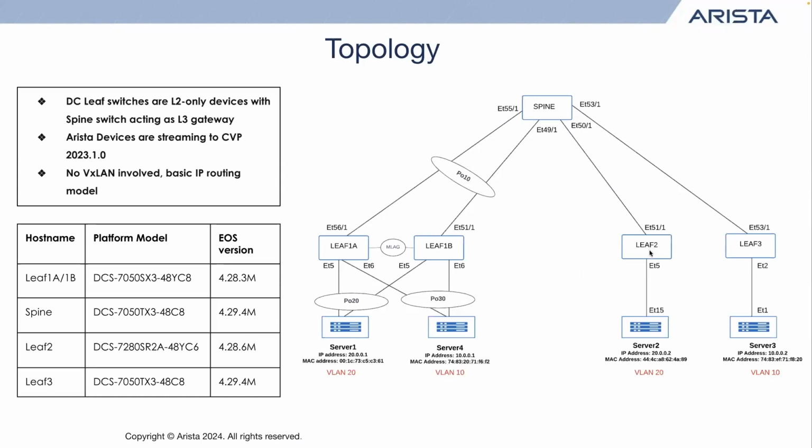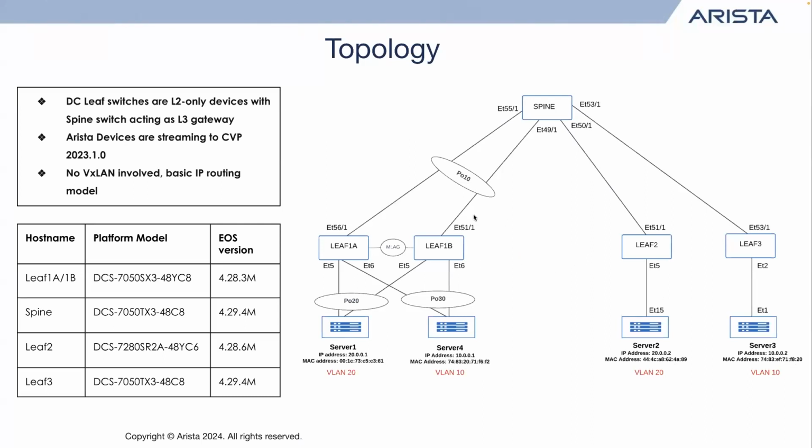Then we have the Leaf 2 switch, which has connections towards Server 2, which is in VLAN 20 and has the IP address of 20.0.0.2 and a MAC address ending with 4A89. And lastly, we have the Leaf 3 switch, which has connections towards Server 3, which is in VLAN 10 and has an IP address of 10.0.0.2 and a MAC address ending with F820.